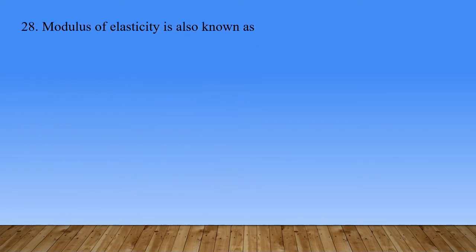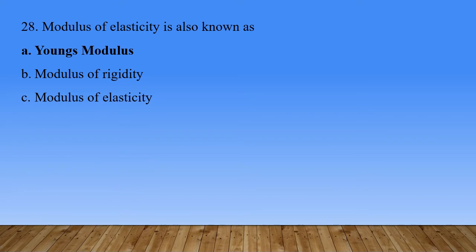Question number 28. Modulus of elasticity is also known as: Option A, Young's modulus. Option B, modulus of rigidity. Option C, modulus of elasticity. Option D, bulk modulus. The correct answer is Young's modulus, that is option A.